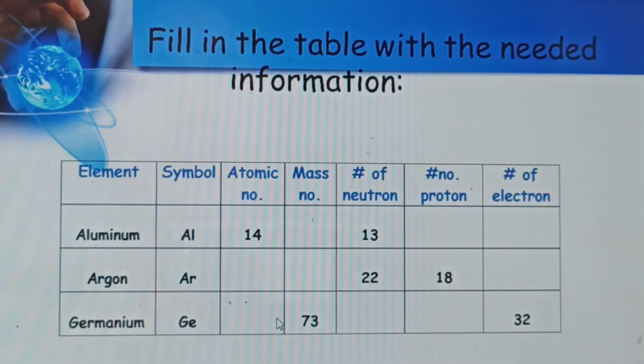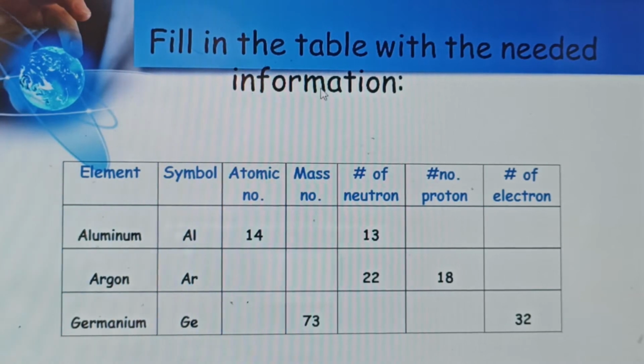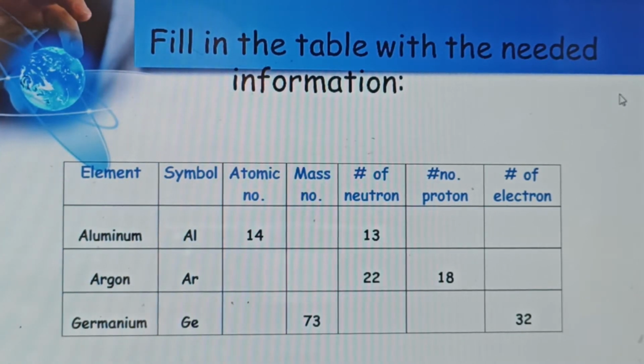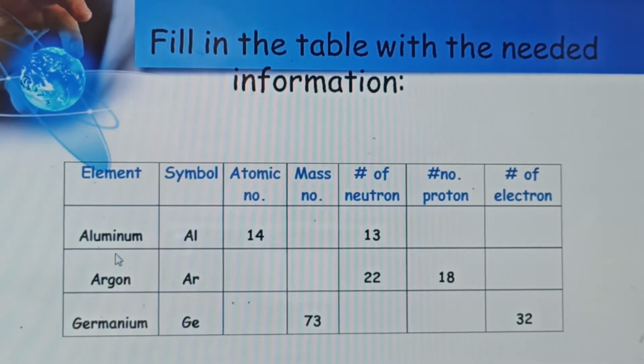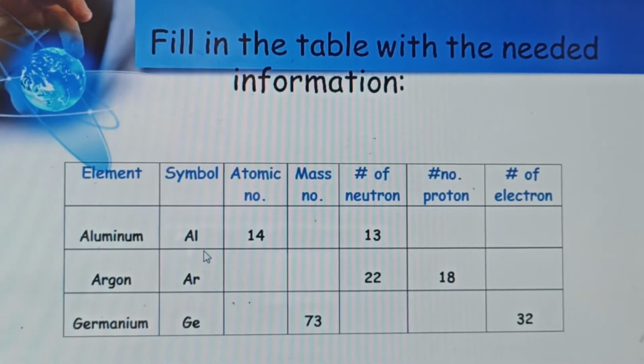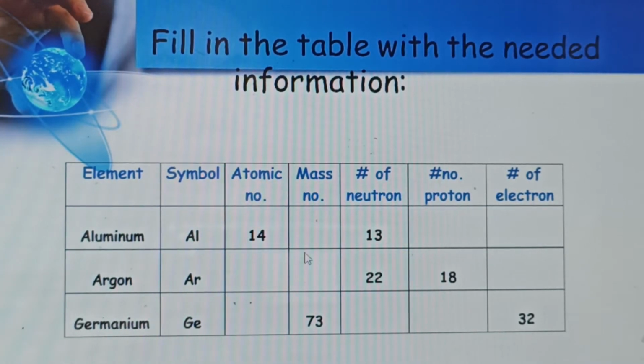Okay, so let's have some examples. All you need to do here is fill in the table with the needed information. For the first example, let's have aluminum with symbol Al. Given are the atomic number and the number of neutrons.